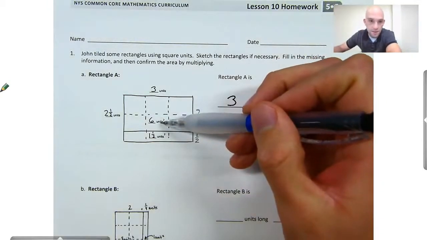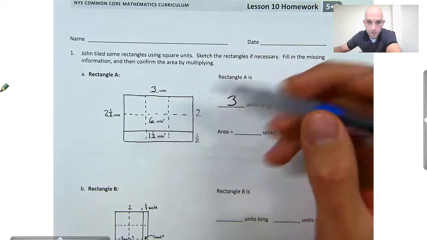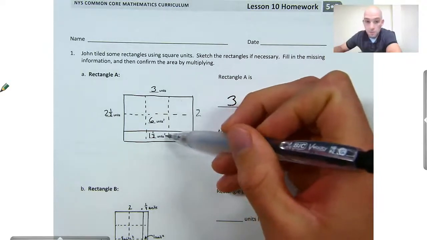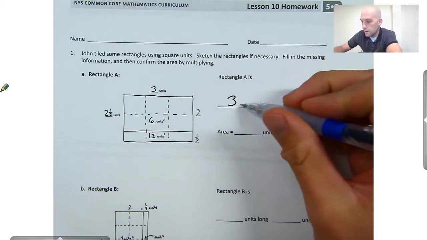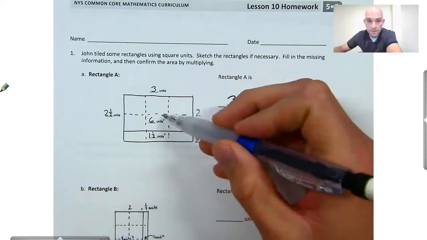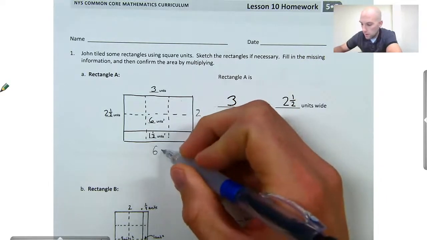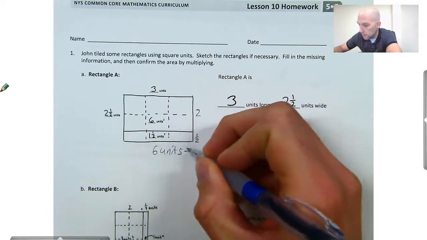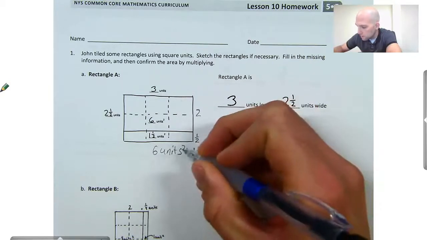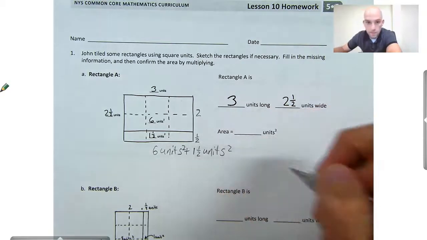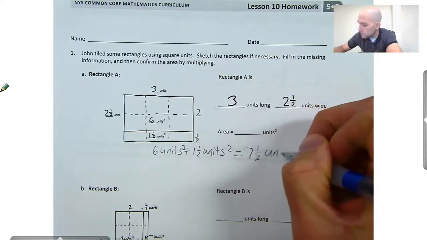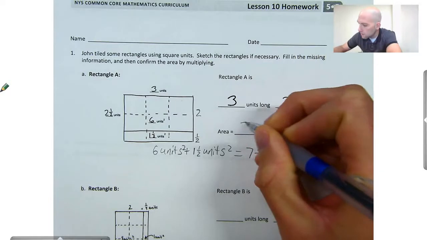Well, this is filled in for us in here. We have 6 square units. And then we have 3 times 1/2. And that gives us 1.5 square units. So we have 3 units long, 2.5 units wide. If we add these two areas together, we have 6 square units plus 1.5 square units. And that's going to give us 7.5 square units. That'll be our area right here.